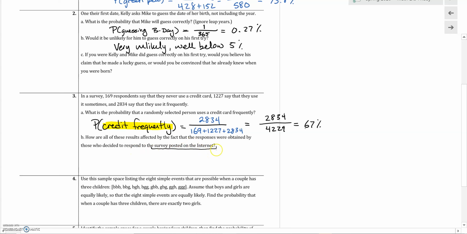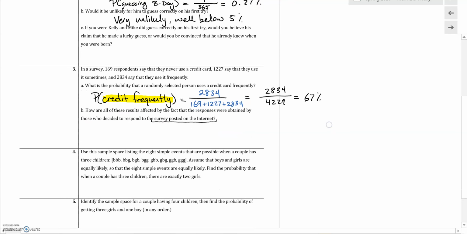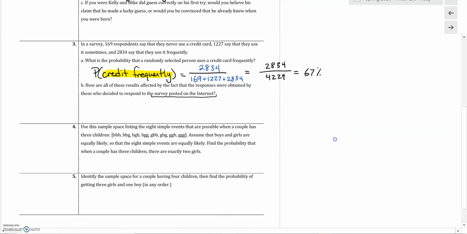Also, you don't know the age base of people that are filling out this survey. For younger people, this might be right. A lot of younger people use their credit card frequently. For older people, maybe that's not the case. So this was not a well-sampled, well-collected survey. There could be bias involved. So you could say a lot of those different things here.